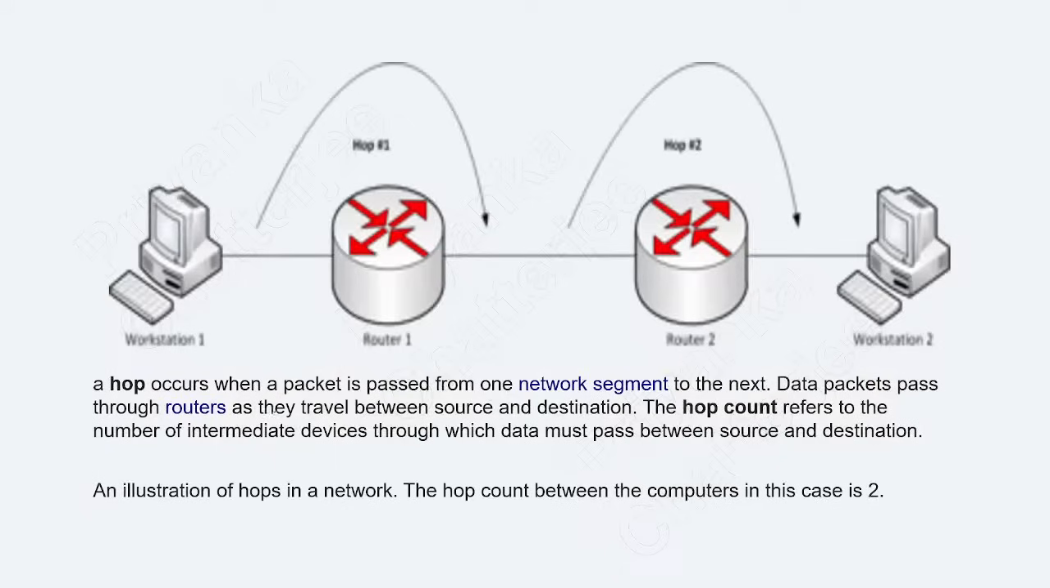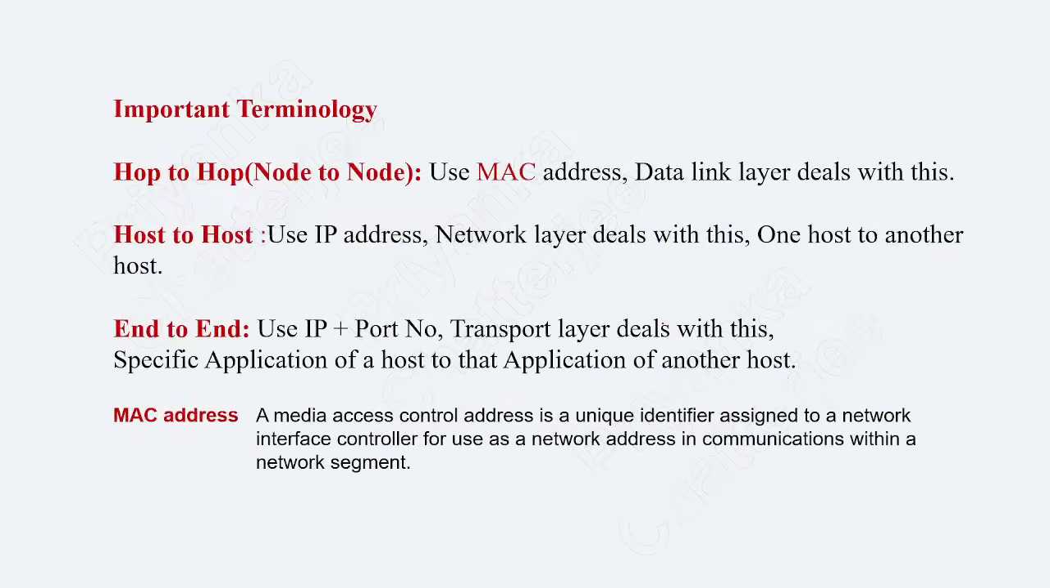So a hop occurs when a packet is passed from one network segment to the next hop. So the data packet travels through the routers between the source and destination. The hop count refers to the number of intermediate devices the data passes through, that is called the hop.